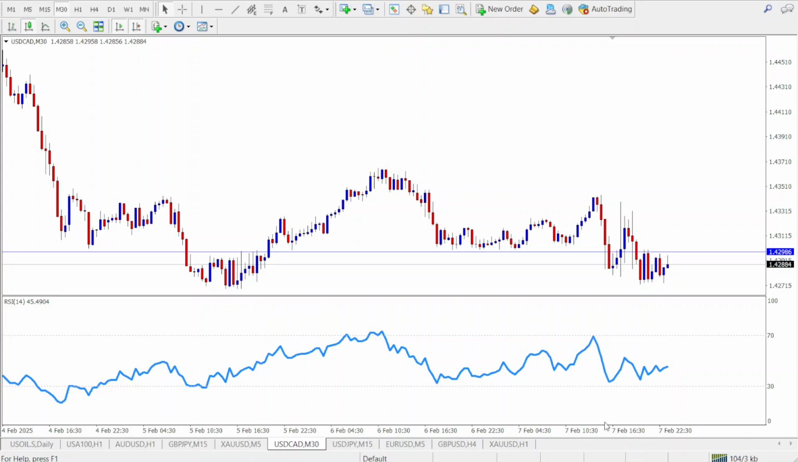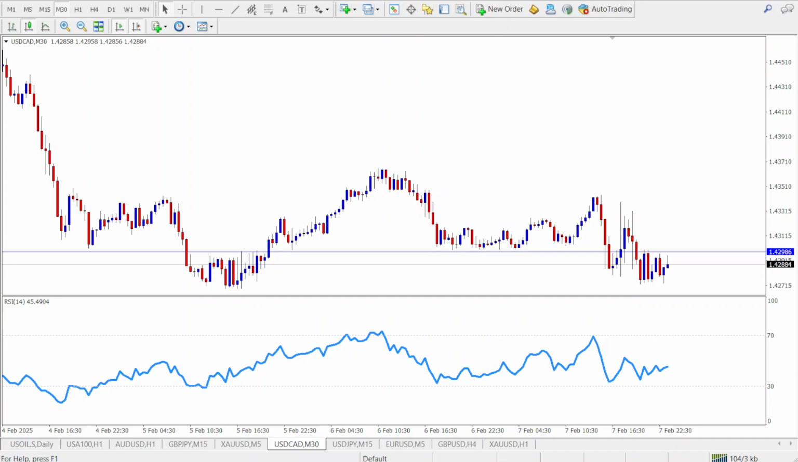The first step is to identify overbought and oversold levels. When the RSI is above 70, you look for potential sell opportunities. And when the RSI is below 30, you look for potential buy opportunities. Now, secondly, you should wait for confirmation with price action.